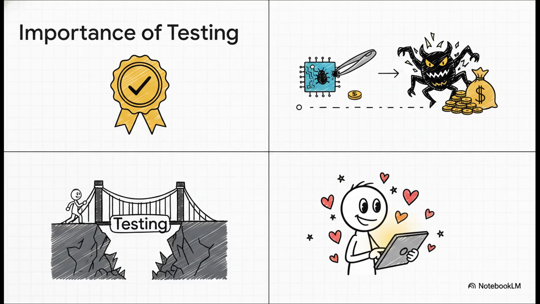Then there's risk mitigation. This prevents massive failures that could wreck a company's reputation. But most importantly, it all adds up to user satisfaction. A smooth, bug-free experience is what keeps people happy and coming back.